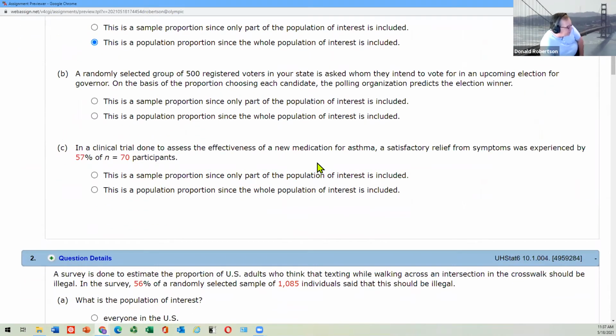A randomly selected group of 500 registered voters in your state was asked who they intend to vote for, right? The classic one. And who knows how many, 42 said, I'm going to vote Royalist. Is this a sample proportion or a population proportion? This one I think is easy, isn't it? I see your mouth moving and I'm taking it, yes.